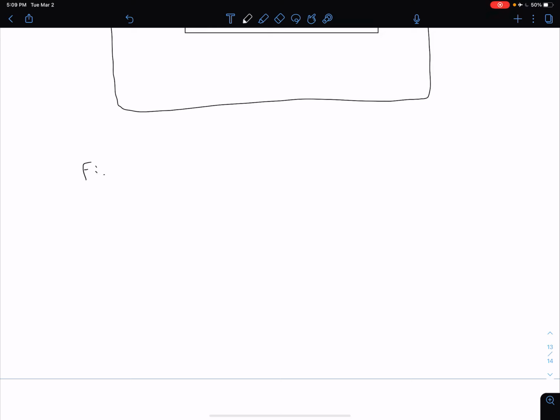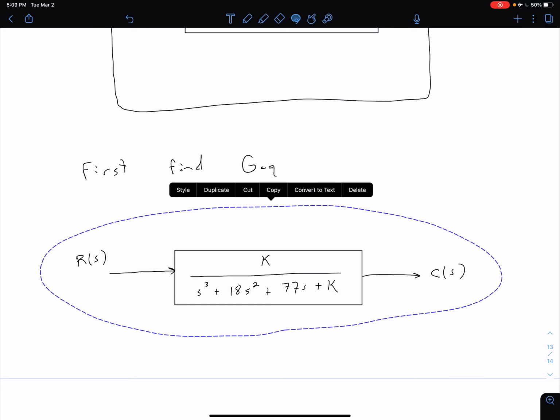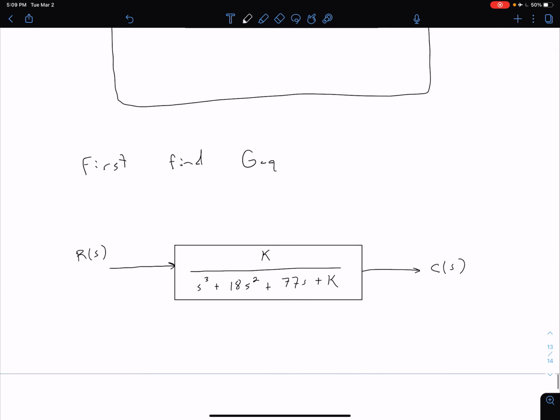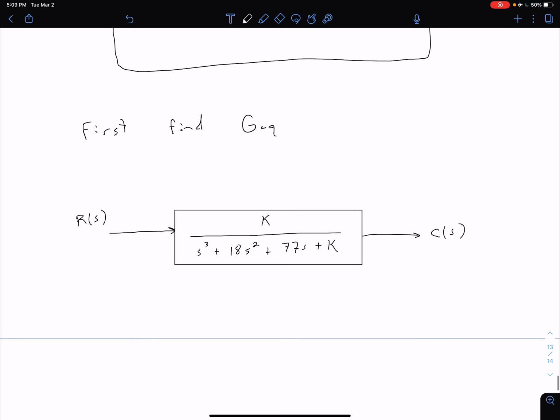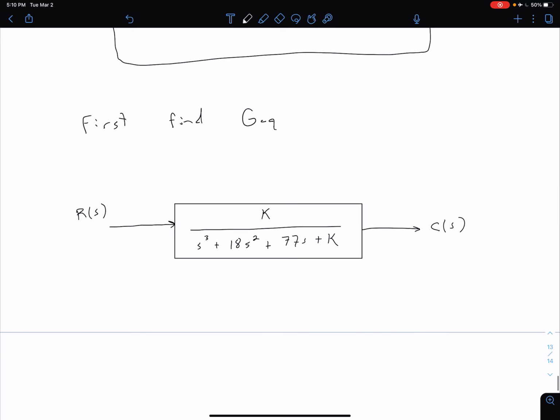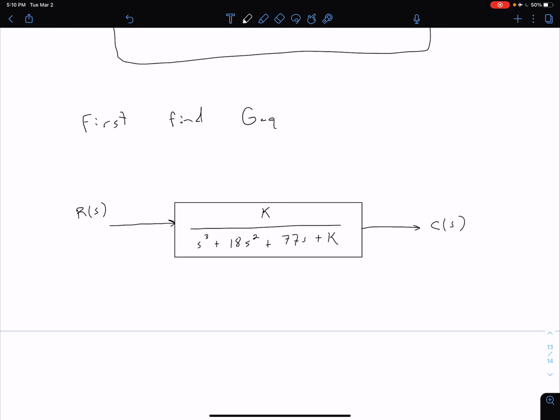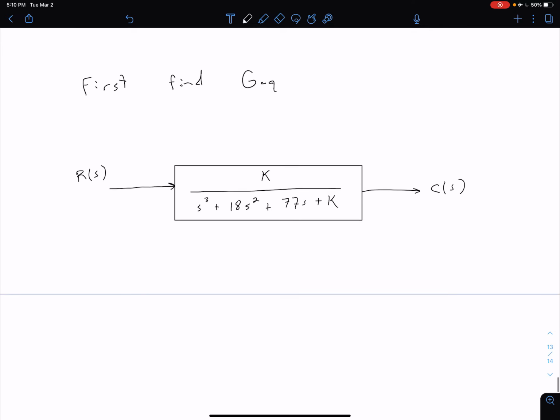As always, when we're making a Routh table, first we want to find our GEQ, or our equivalent transfer function. And so you can go through and verify that the equivalent transfer function should be k divided by s cubed plus 18s squared plus 77s plus k. So once we have this information, we're ready to make our Routh table.